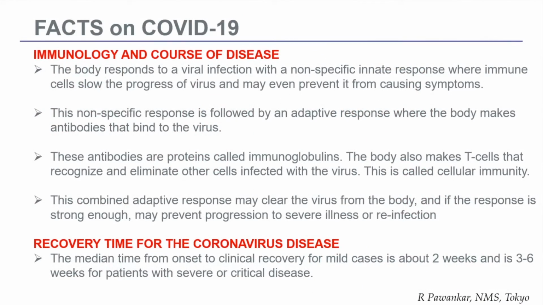I'd like to actually go across the same thing in a short way, that the viral infection leads to a non-specific innate response where the immune cells slow the progress of the virus and start causing the symptoms. Then you have the adaptive response where the body starts building antibodies to the virus. And when the antibodies come into the system, the body starts developing a kind of immunity against the virus.